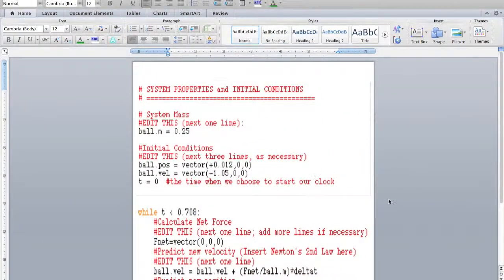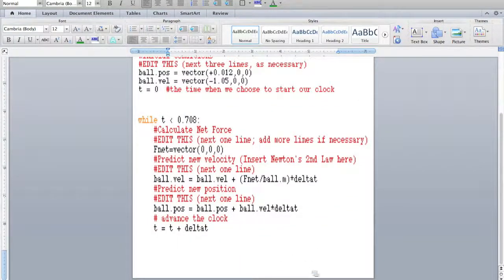There were a few parts of the VPython code that I want to explain really quick. This line, ball.position equal to vector 0.012, 0, 0, and ball.vel equal to vector negative 1.05, 0, 0, are both really important. These are for the initial conditions, and I plug these numbers in based off the Tracker graph. t is equal to 0 because in the Tracker video, I'm assuming that the ball is leaving my hands at initial t equal to 0. That's the initial time that it's leaving.